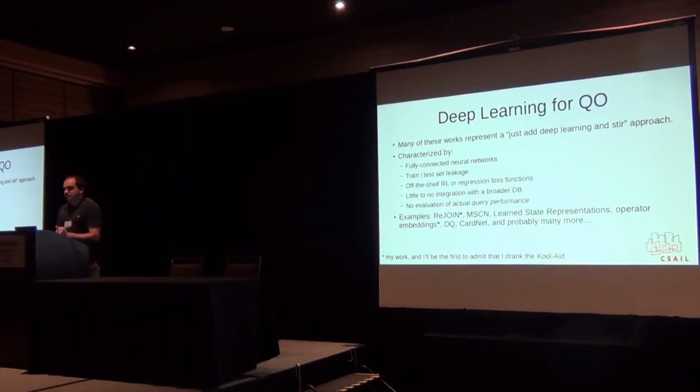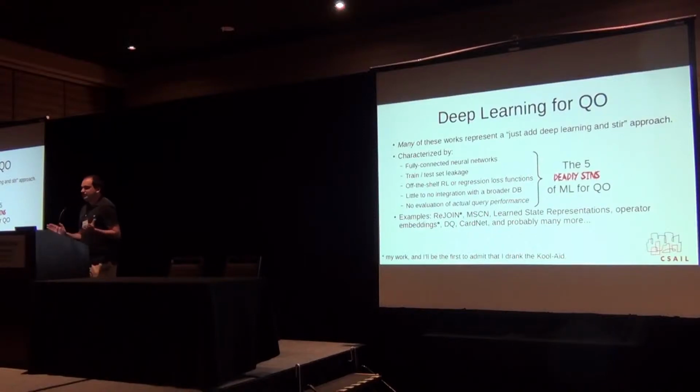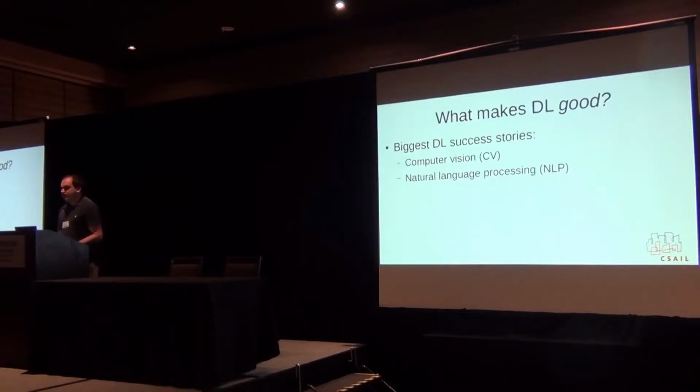And a lot of these papers don't actually have an evaluation of how their system changes actual query performance in terms of query latency, right? Just because your cardinality estimator gets better doesn't necessarily mean your query plans got faster. So I've started calling these the 5 deadly sins of machine learning for query optimization. And again, a lot of my work falls into this category as well. I'd love to talk about each one of these, but today I really just want to focus on why we should, as a community, maybe view any work that's mostly a fully connected neural network with a lot of skepticism.